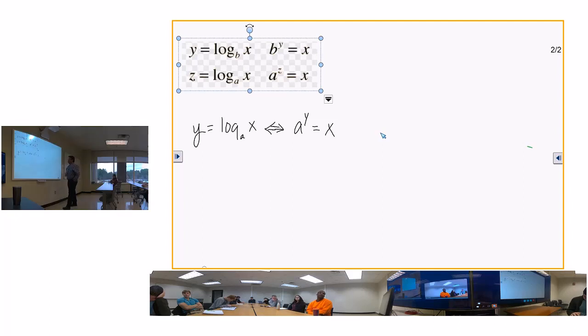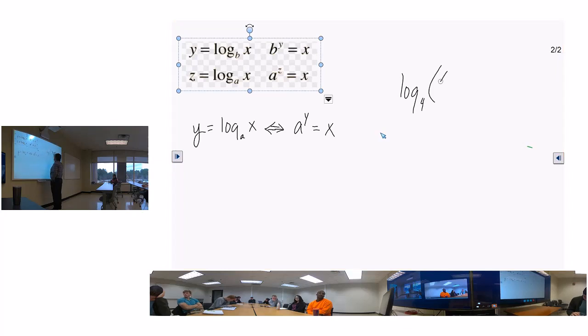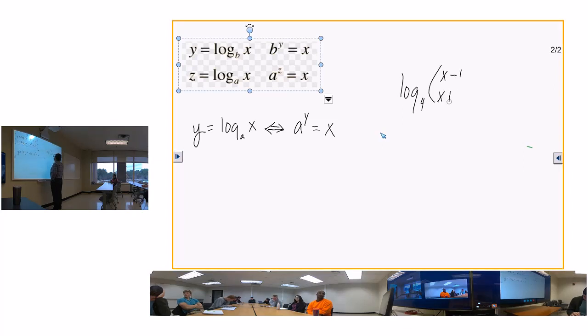Now our question said log base 4, y'all help me out, x minus 1 over x plus 1, or vice versa. Which one was it? x plus 1 over x minus 1. Okay.